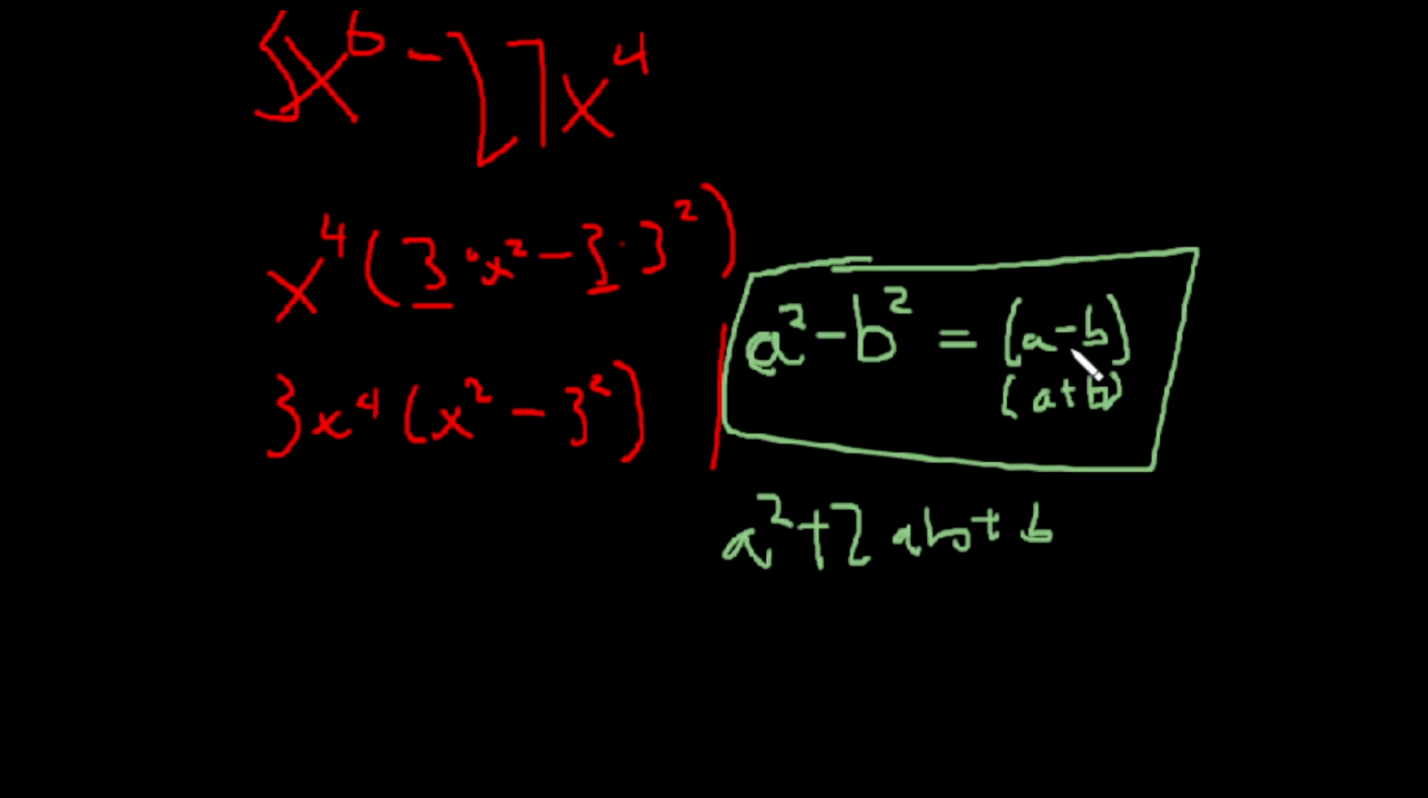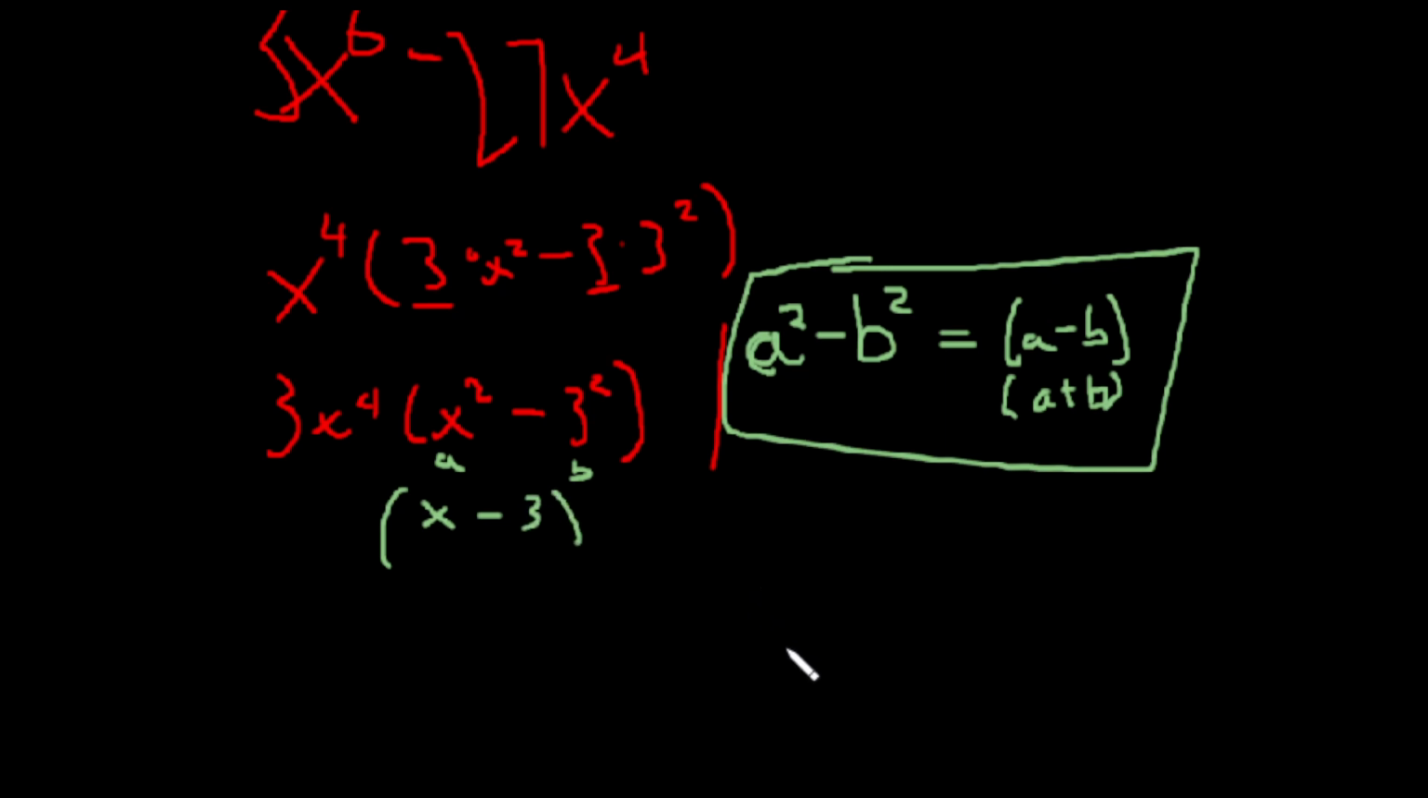A squared minus b squared is equal to this, and we see that here. So a is x, and b is 3, so a minus b, x minus 3, times x plus 3, and it's times 3. And that should be the answer to that.